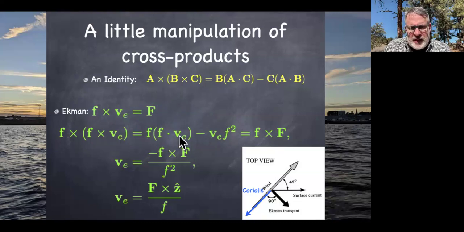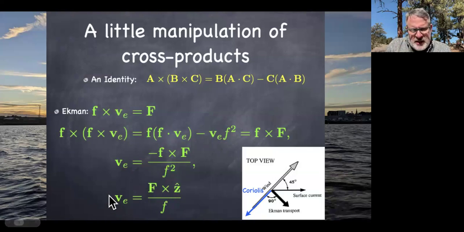We get f times (f dot VE) minus VE f squared, which is equal to f cross the f cross VE. We can then simplify that again to solve for VE, because now we're in a simpler situation. Here, f dot VE is perpendicular to f, so this term goes away. So the only term we have is minus VE f squared, which goes on this side. We move the minus sign to the other side and move the f squared downstairs. And then just note that f is in the vertical, and we can write it like this.